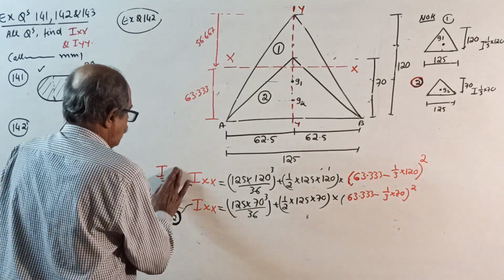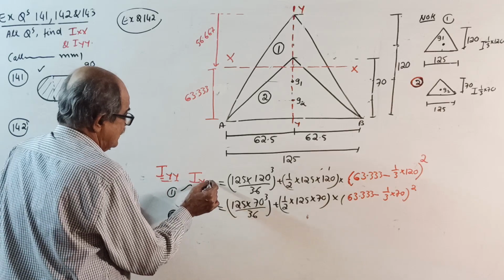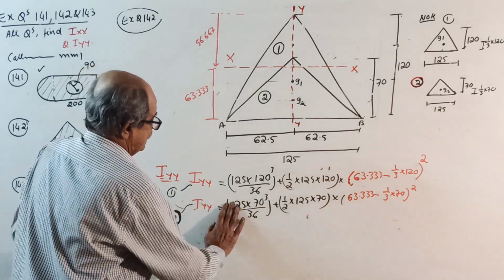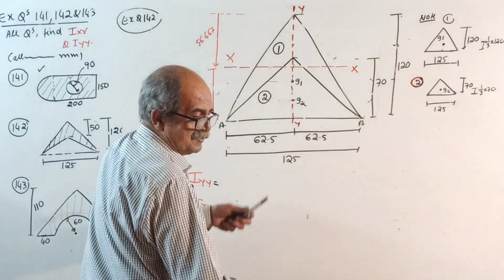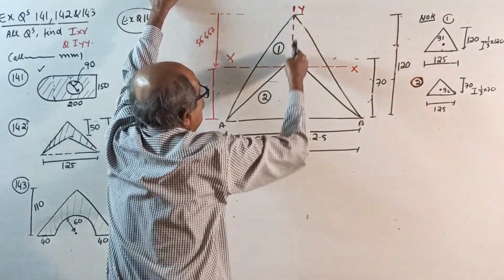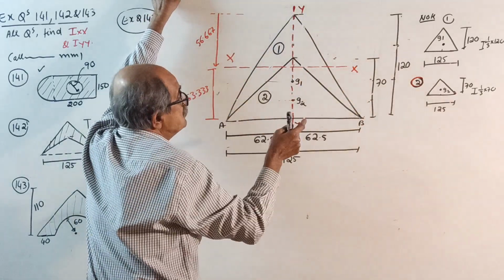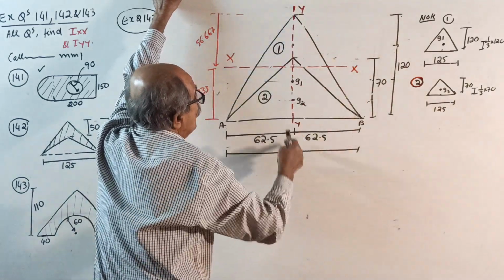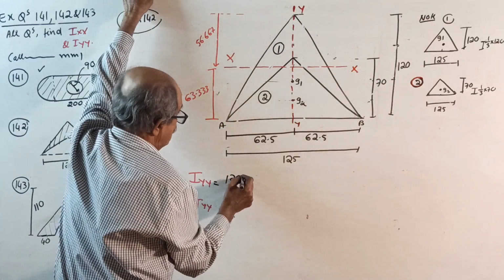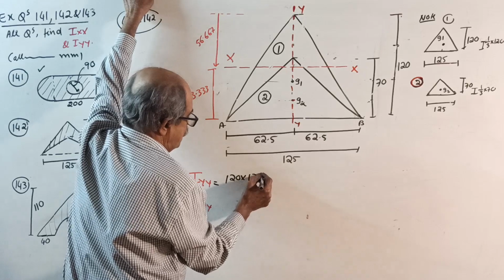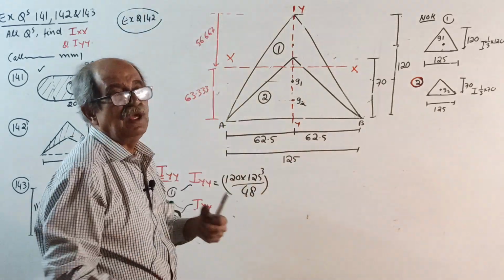Okay, now I about YY. All this I am doing fast because these are exercise questions. I about YY axis. First, this is an isosceles triangle, both are isosceles. I about YY for 1 is 120 into 125 cube divided by 48. Why 48? I am not explaining this.